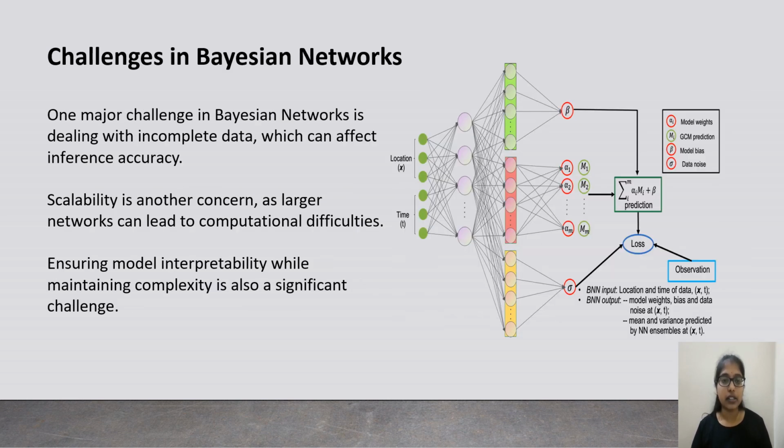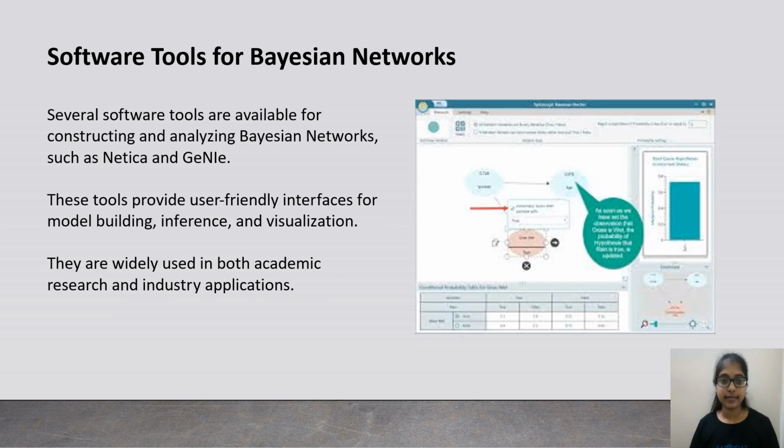Challenges in Bayesian networks. One major challenge in Bayesian networks is dealing with incomplete data, which can affect the inference accuracy. Scalability is another concern, as large networks can lead to computational difficulties. Ensuring model interpretability while maintaining complexity is also a significant challenge.